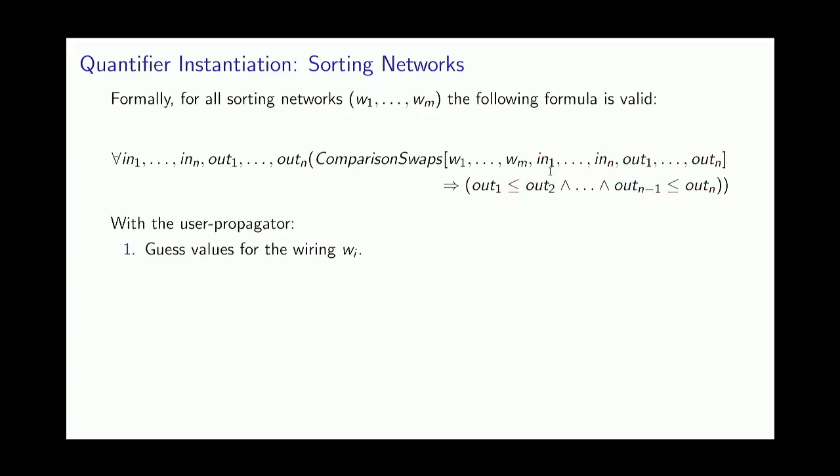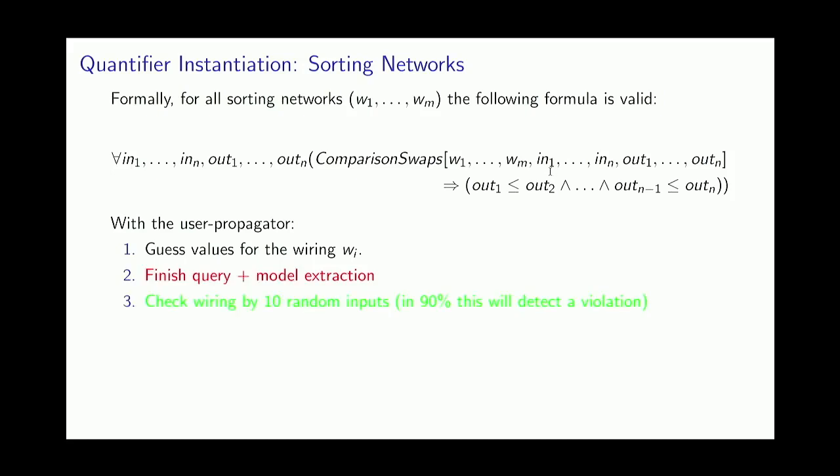However, with the user propagator, we can do better. First, again, we find a wiring that stays the same, but then instead of finishing the query and doing a model extraction, because all of these things here are bit vectors, we just check random 10 inputs for our found wiring. And experiments showed that in roughly 90% of all cases, this will already detect a violation. So we did not do any subquery, everything is fine. In 90% of the cases, we will find the violation already in this step. And this step is, of course, very cheap because it's just 10 random inputs through a wiring. And then we also don't have to insert the model.